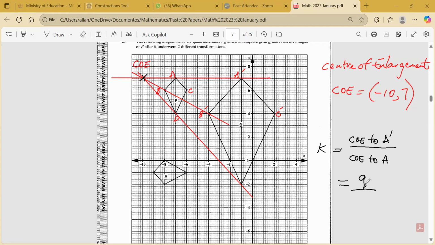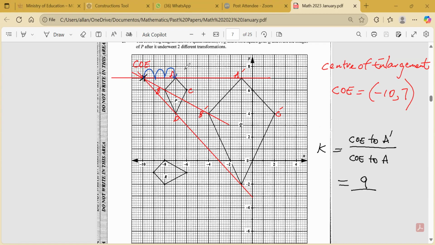Wait, sir, can you repeat that, please? The distance of the center of enlargement to A prime is 9 squares. Okay, sir. Thank you. So you're putting down 9. The distance from the center of enlargement to A, it must be the corresponding A. How many squares?